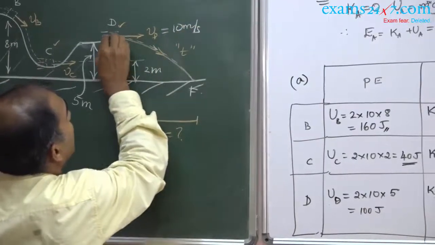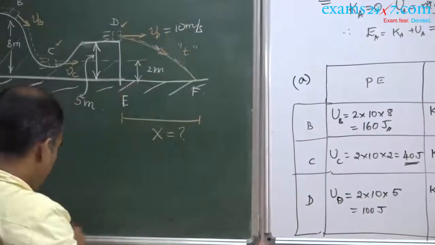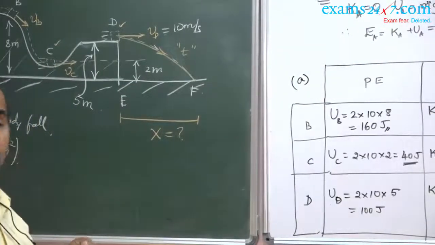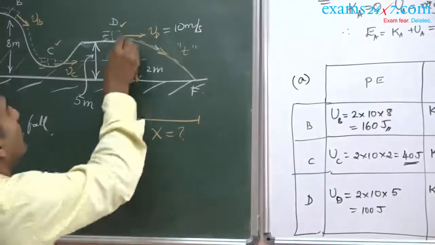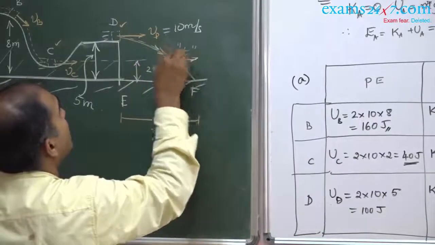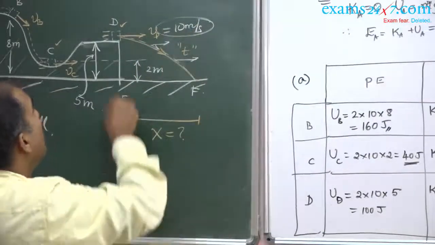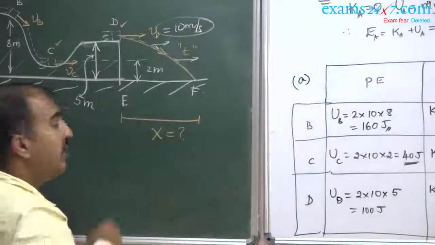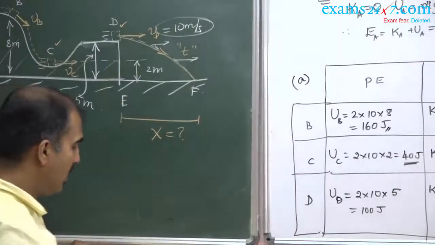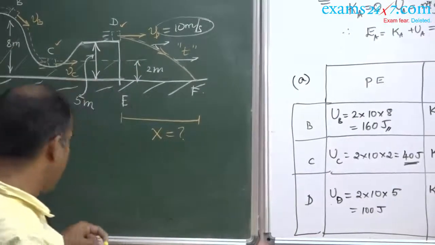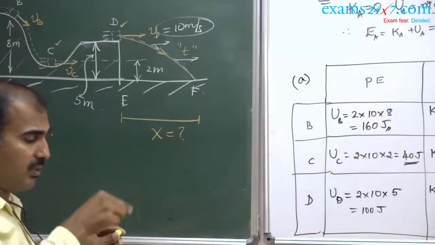And now we know for any horizontal projectile, the velocity in the horizontal direction remains the same, meaning horizontal velocity always remains at 10 meter per second. Vertical velocity, initial velocity is 0. So this is equivalent to a single particle falling freely under the action of gravity.